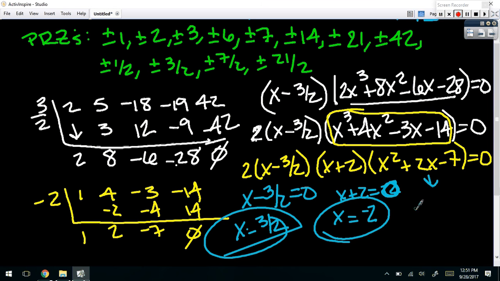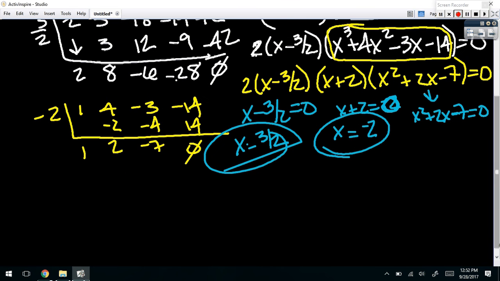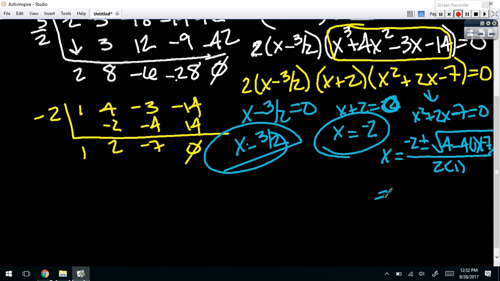So now when I set this piece to 0, I go, uh-oh. Add 7 to the side. Well, it's a quadratic equal to 0, and it cannot be factored. I have no choice. Opposite b plus minus square root of b squared over 2a. I don't like this formula.